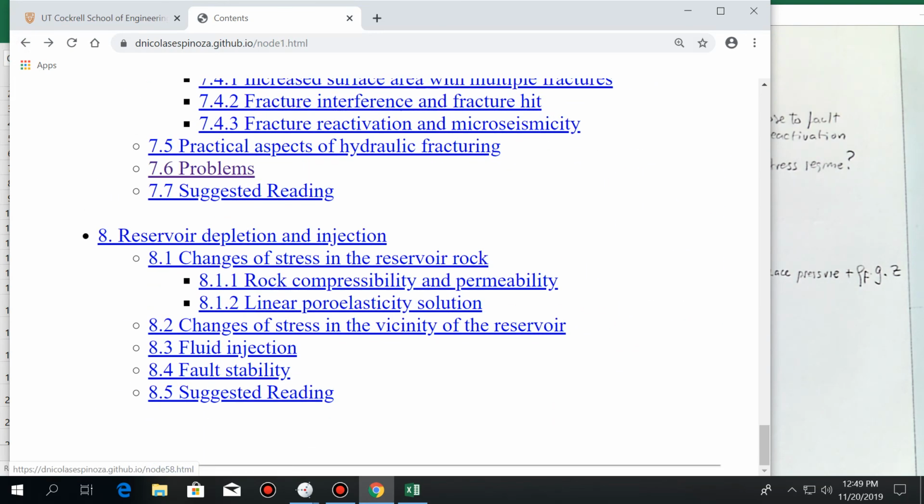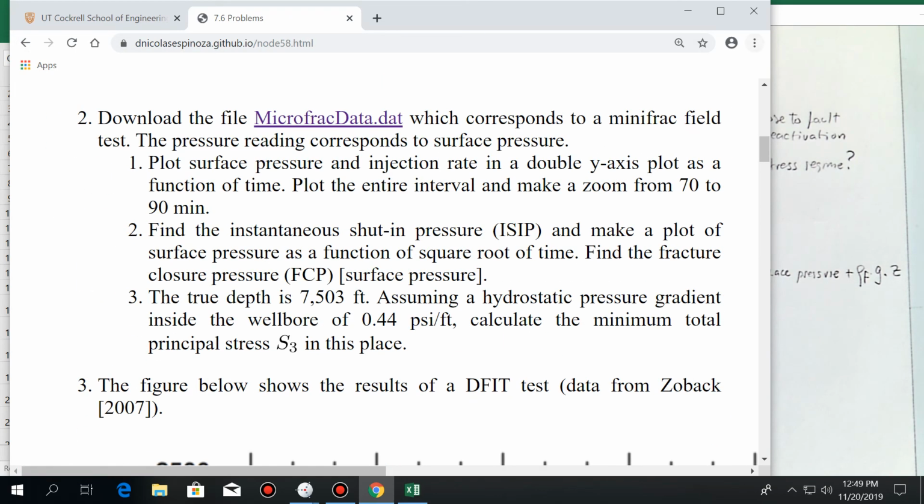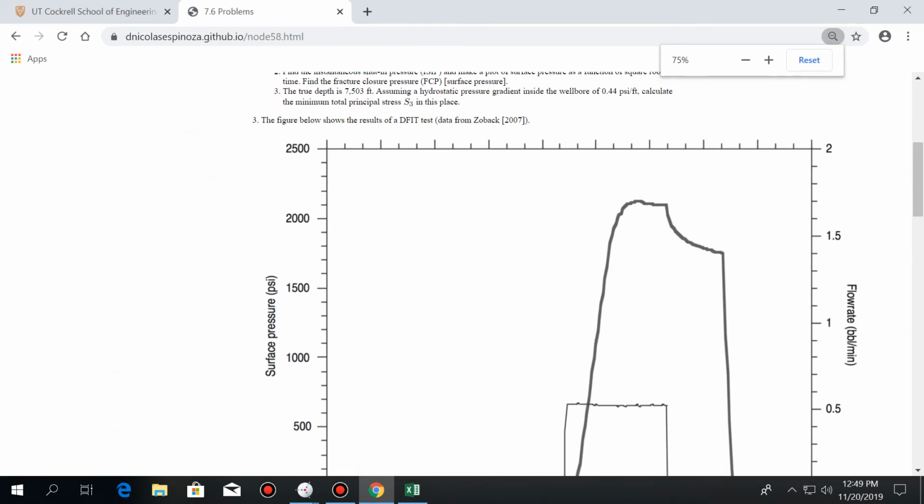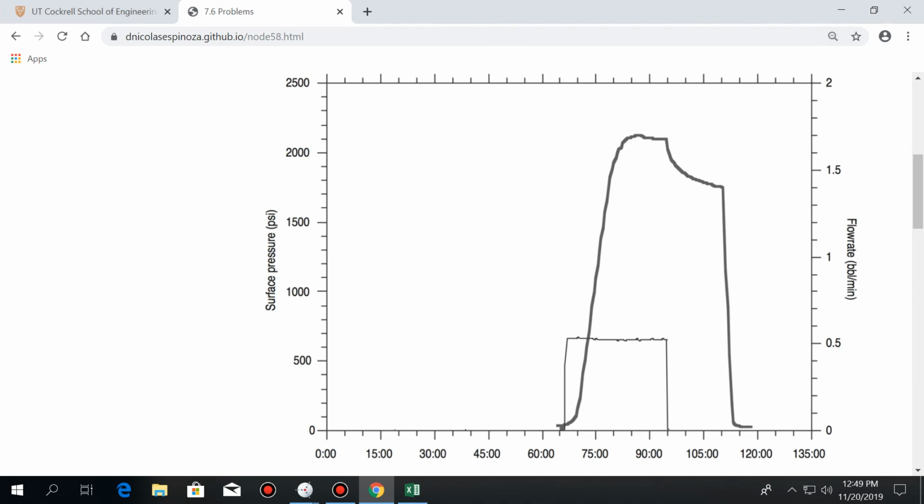Okay, the other problems are pretty easy. The third problem is you have the data and you have to interpret what's going on. For example, how many barrels were pumped? Again, what is the fracture propagation pressure? What is more or less the instantaneous shut-in pressure? Something very important out of here is that I want you to learn how to read these plots. We learn the mechanics of it, but also you have to learn how to read them, how to get useful data out of here.